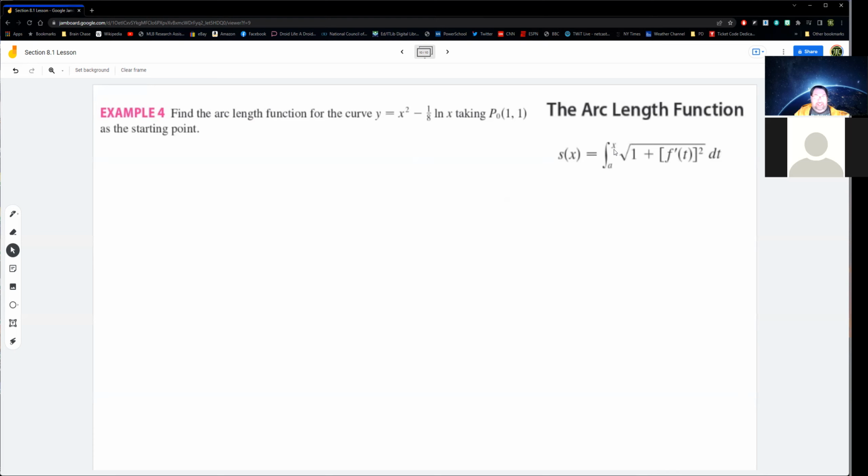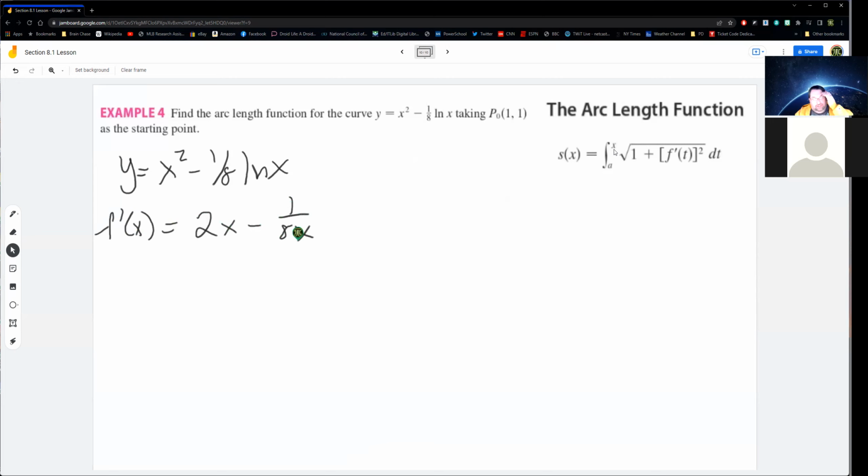So we're going to do the same thing. I got my equation: y equals x squared minus 1/8 ln of x. So I need to find my f prime of x. So we're taking the derivative of this. The derivative of this is 2x minus 1/8x.